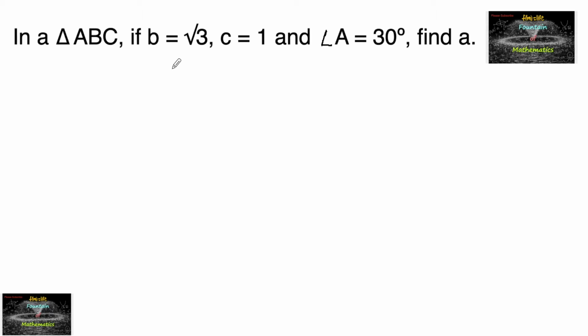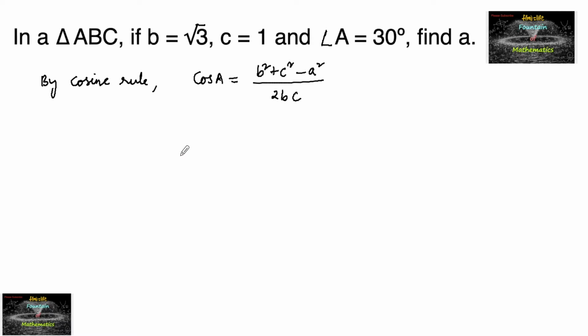In a triangle ABC, if b is equal to root 3 and c is equal to 1 unit and angle A is equal to 30 degrees, find the side a. By cosine rule, we have cos A is equal to b square plus c square minus a square upon 2bc. So we can write cos 30 degrees is equal to root 3 whole square, that is b, and c is 1 square minus a square upon 2 into root 3 into 1.